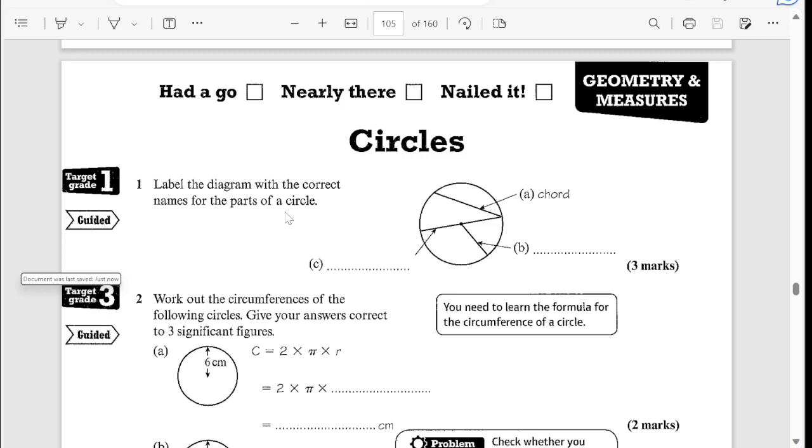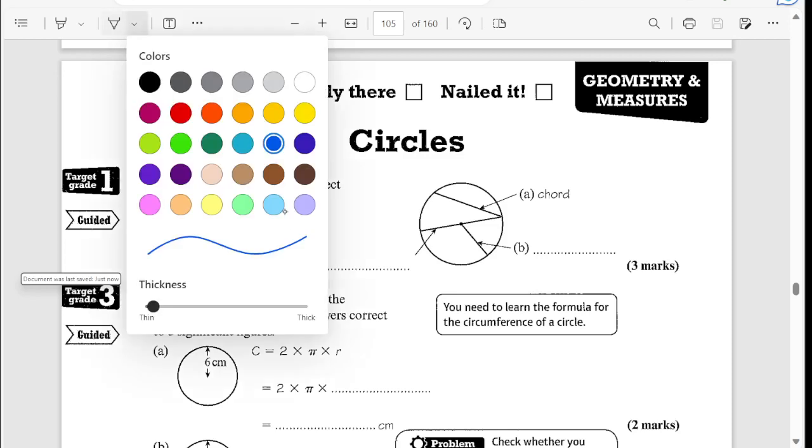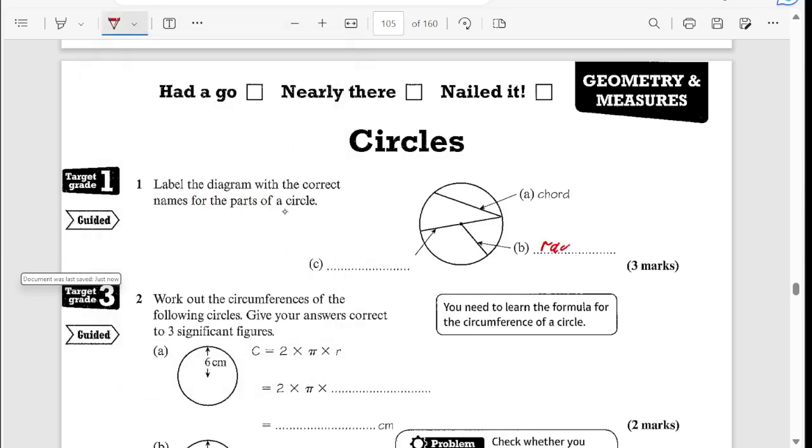So we've got this one, and we've got the example that this is a chord, and we're asked to name the other two. So B is center to the circumference, which would be the radius. And then this one is from 2 points on the circumference through the center, so that's going to be a diameter.